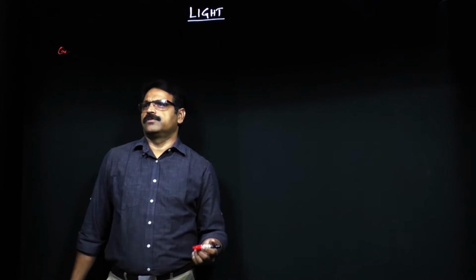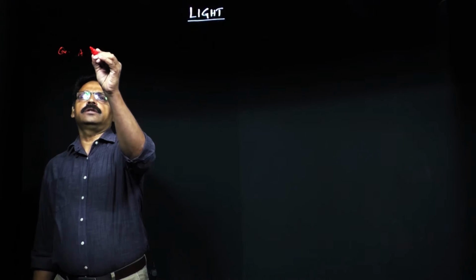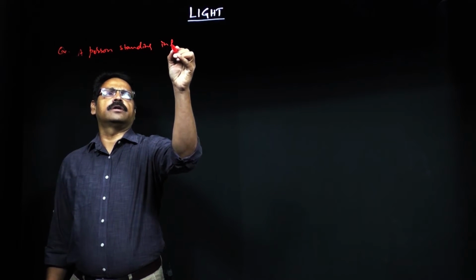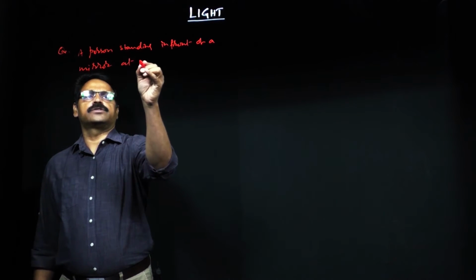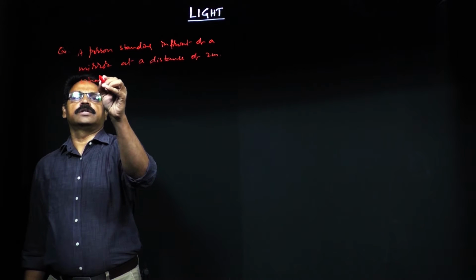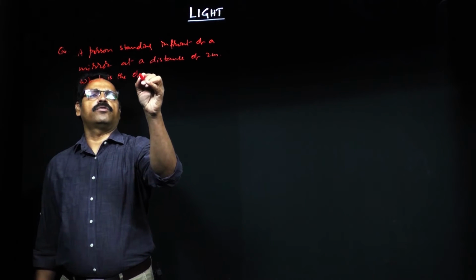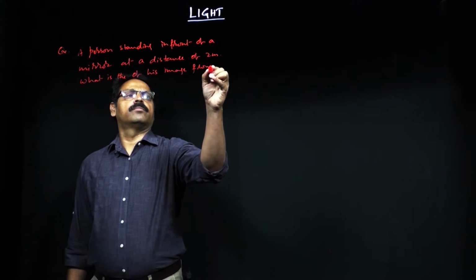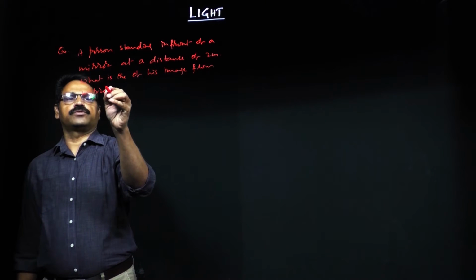We'll look at a question: a person is standing in front of a mirror at a distance of 2 meters. What is the distance of his image from the mirror? This is the first question.